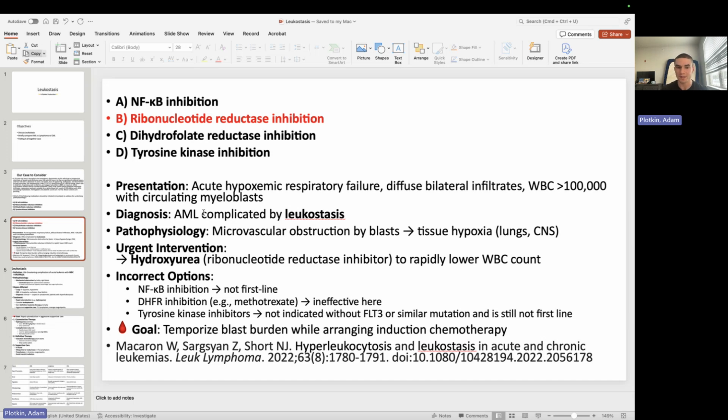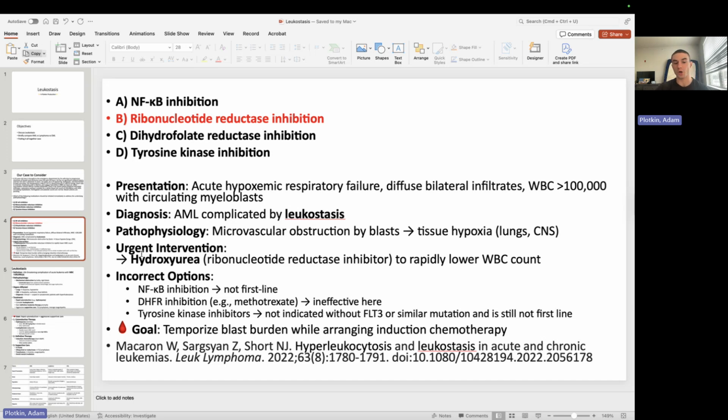So what's going on in this patient? Well, it's microvascular obstruction by the blasts, right? These big old blasts that he's got. He's got 120,000 white blood cells in his circulation and 90% myeloblasts, right? They're bigger cells. They're going to get clumpy and they're going to block up a lot of my microvasculature, okay? That can lead to tissue hypoxia, especially in the lungs and the CNS.